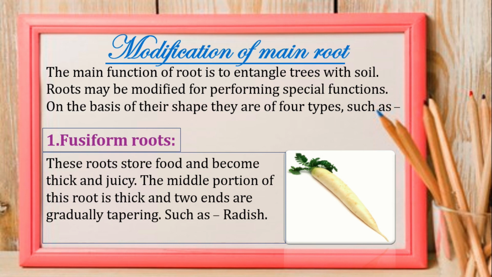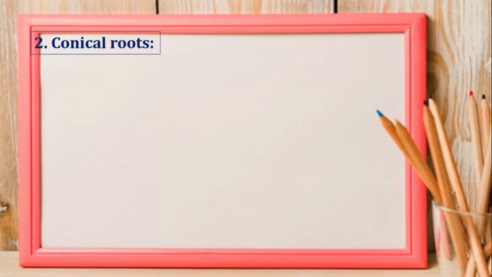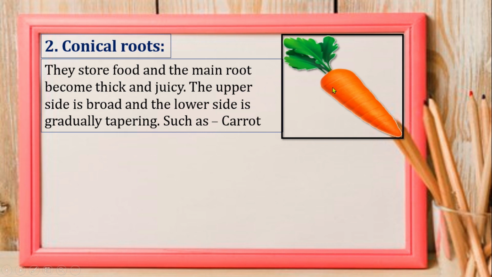These roots store food and become thick and juicy. The middle portion of this root is thick, but two ends are gradually tapering, such as radish. Conical roots. They store food and the main root becomes thick and juicy. The upper side is broad, but the lower side is gradually tapering. For this reason, it is called conical roots, such as carrot.